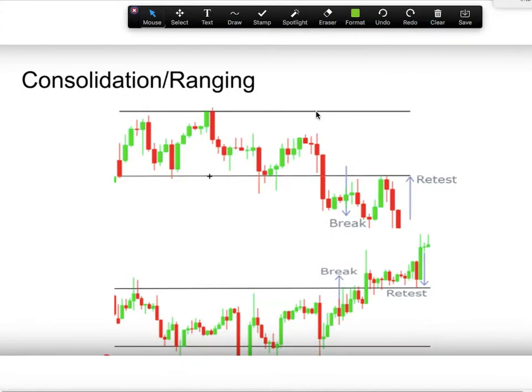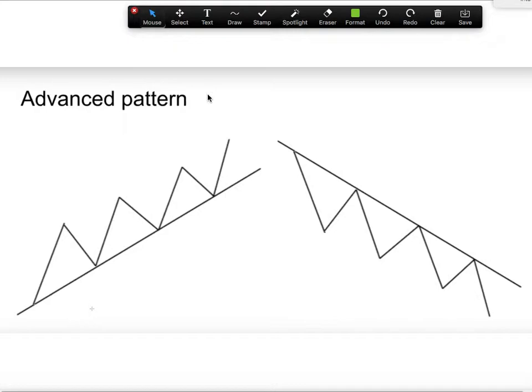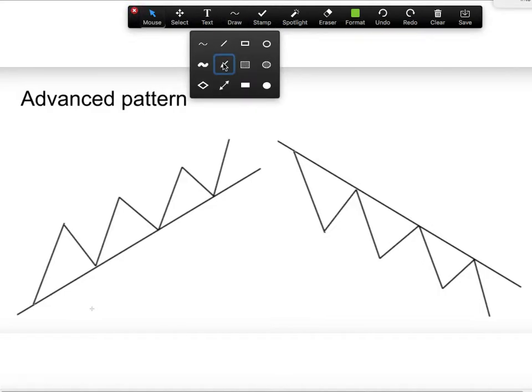Or should we look at trend line? Okay, let's look at trend line. Let's just quickly look at trend line, after we have now talked about break and retest. Now let's look at trend line. So this is an advanced pattern. It's called trend line. Trend lines are basically imaginary lines.